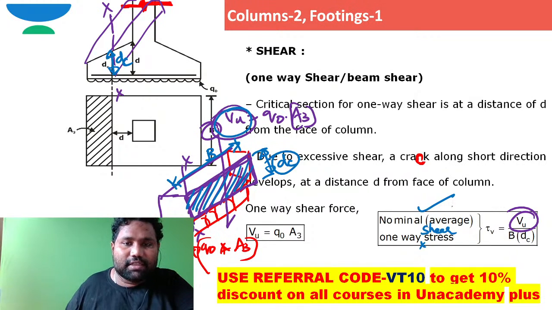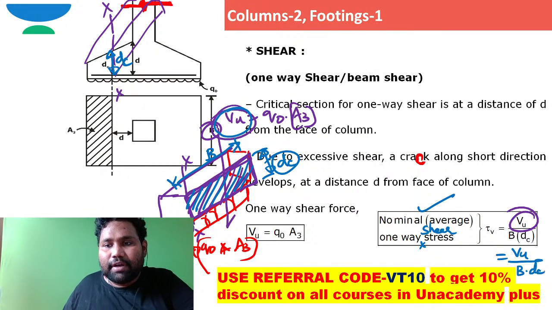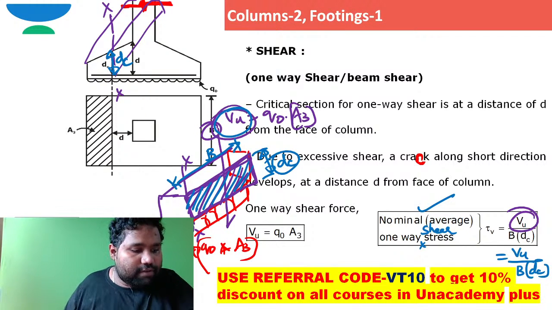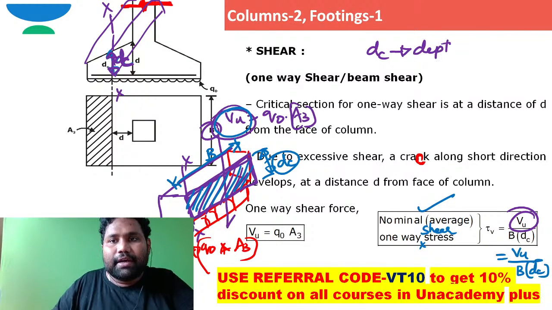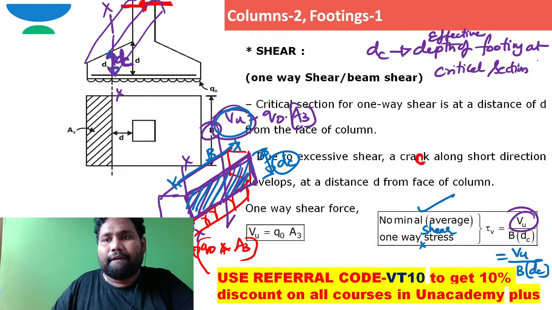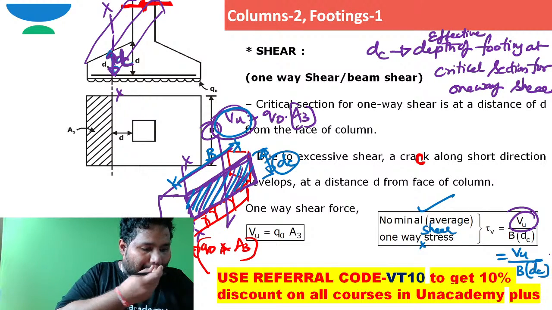The nominal or average one-way shear stress is equal to the shear force VU divided by this area, B times DC. What does this DC stand for? DC stands for the effective depth of the footing at the critical section for one-way shear. So it is VU by B times DC.